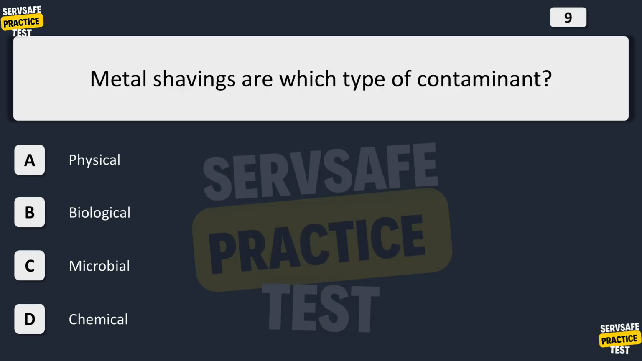Metal shavings are which type of contaminant? A. Physical. B. Biological. C. Microbial. D. Chemical. The correct answer is A. Physical.